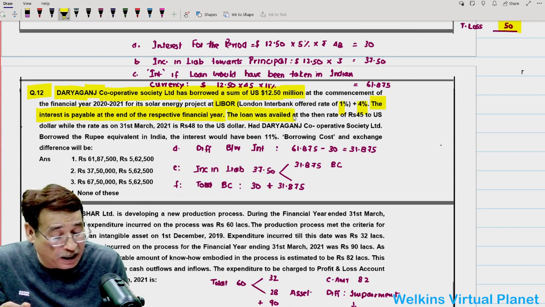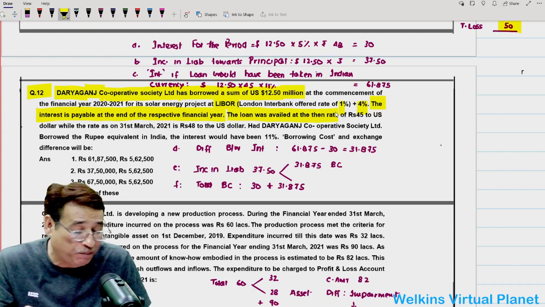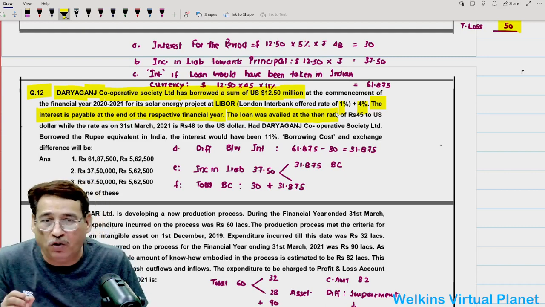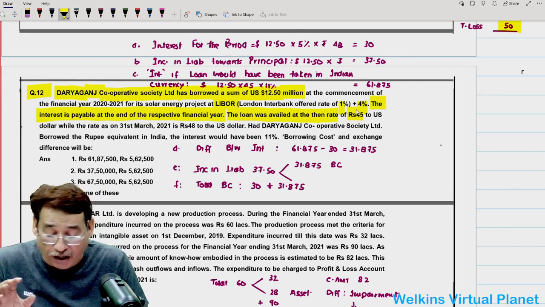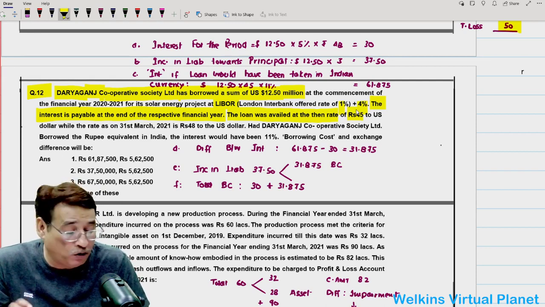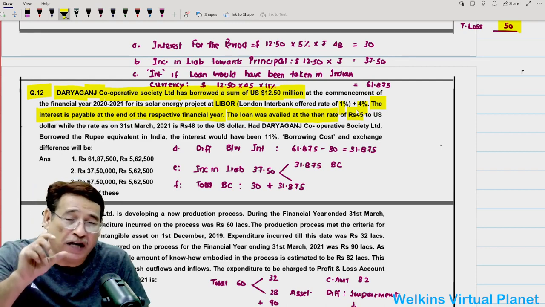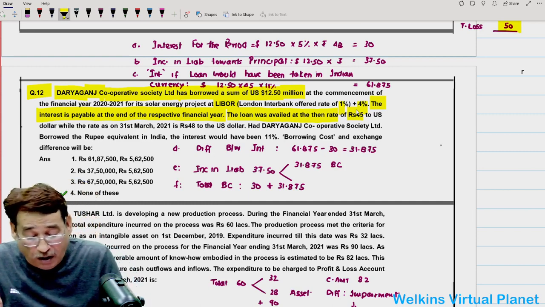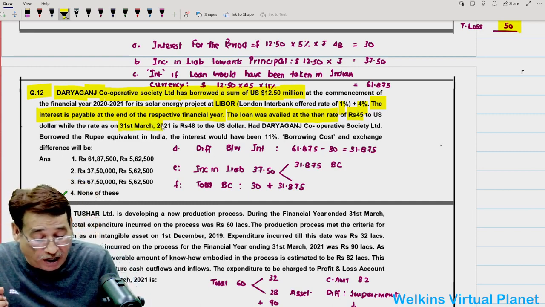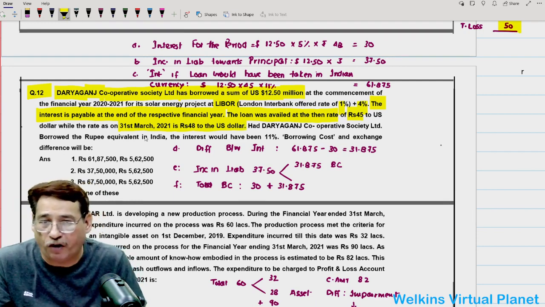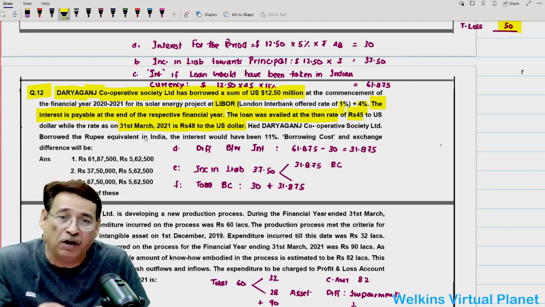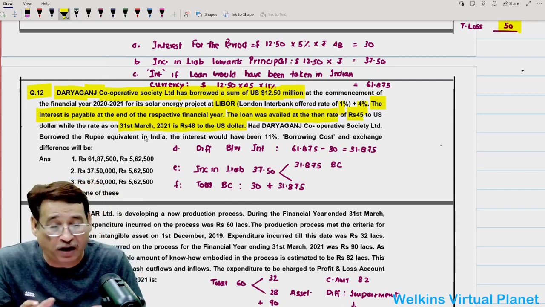Now the question says that the loan was availed at the then rate of 45. That means when we took the loan, the rate of exchange was rupees 45 to the US dollar. That means 1 US dollar was equal to rupees 45 at the time when we took the loan. While the rate on 31st of March, at the end of the year, has gone up to rupees 48. $1 is now equal to 48. But when we took the loan, the rate was 45.